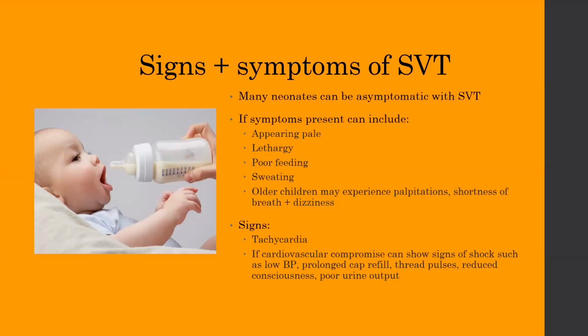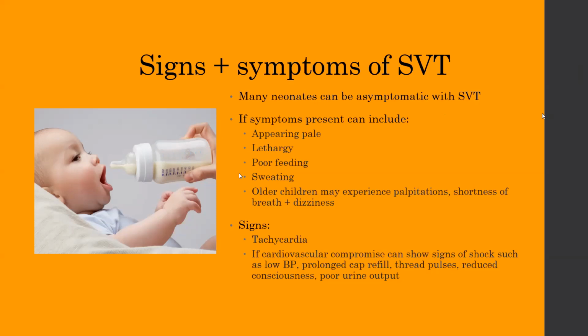Older children or adults are able to explain their symptoms, and they often can describe palpitations or shortness of breath, feeling lightheaded. Obviously the main sign you're going to see is tachycardia, and in most episodes of SVT that might be the only clinical sign you have, but you need to keep an eye out for any signs of shock. So you want to monitor their blood pressure regularly, check their cap refill, they might have thready pulses, and signs of poor perfusion to your organs, so reduced consciousness or poor urine output.